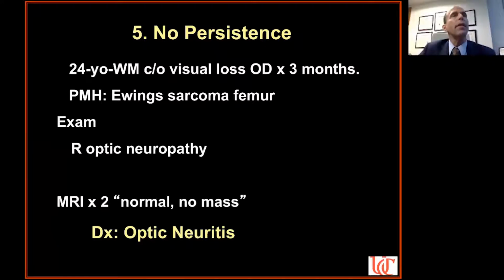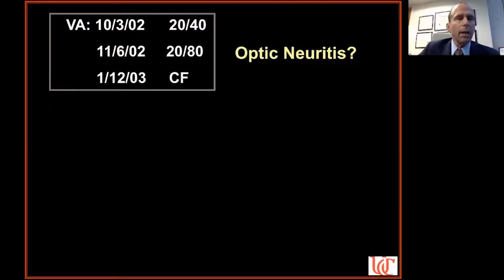They thought, you must have optic neuritis. You're a young, healthy guy, other than this old history of the sarcoma, so it must be optic neuritis. So he was then ultimately, after some months, sent to me. And here's the scoop. In October of 2002, his vision was 6/12 or 20/40 in the eye. About 5 weeks later, in early November, he was 6/24 or 20/80. And by the time I saw him, another month later, he's count fingers.